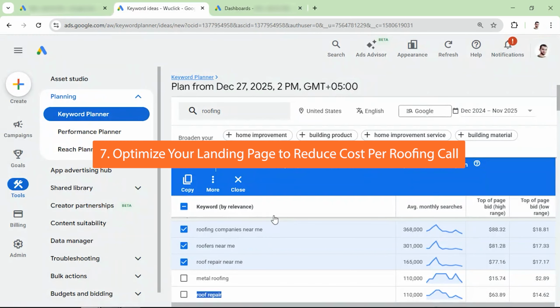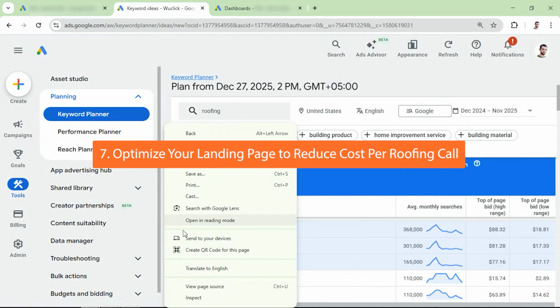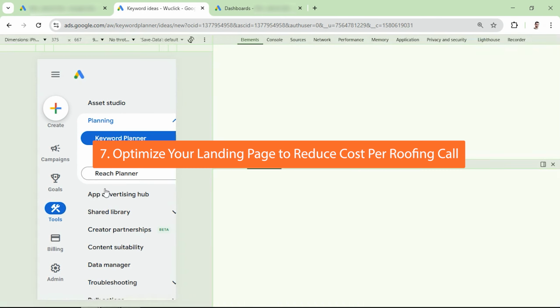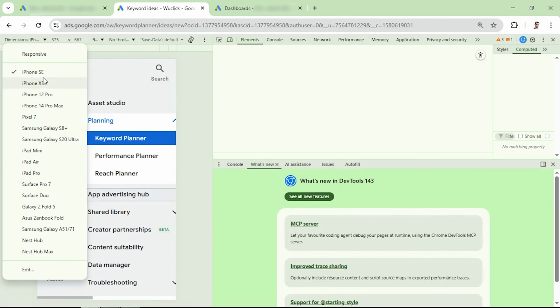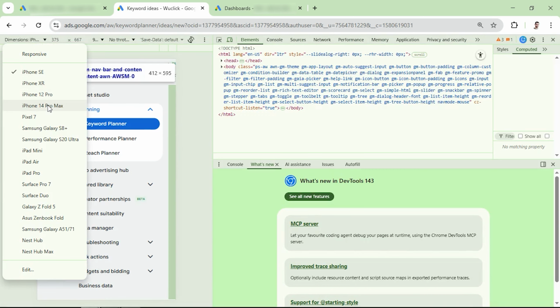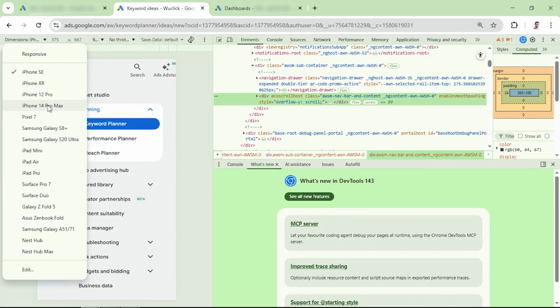And the next thing is, you should work on your landing page as well. Let's imagine this is our landing page as always, but it doesn't matter. The concept is the same. So let's say we're going to see this for this device, iPhone 14 Pro Max.